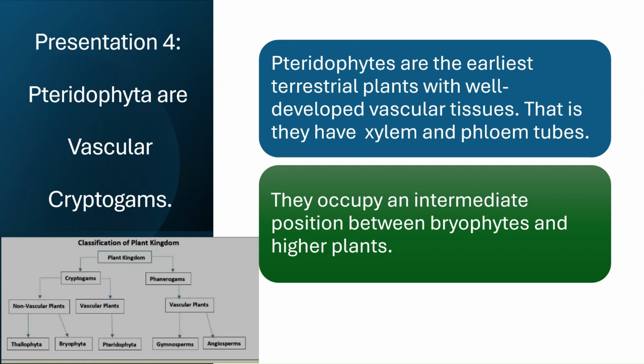Presentation 4. Pteridophyta are vascular cryptogams. Pteridophytes are the earliest terrestrial plants with well-developed vascular tissues, that is, they have xylem and phloem tubes. They occupy an intermediate position between bryophytes and higher plants. So here you can see the chart.